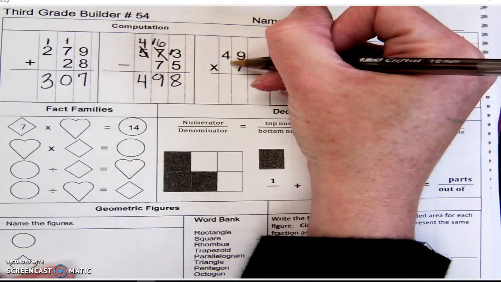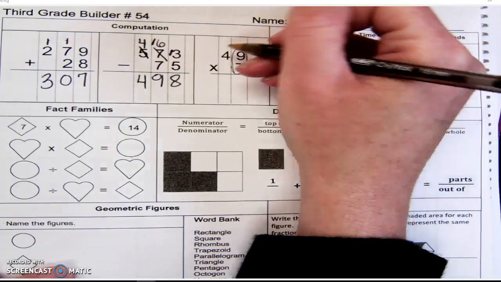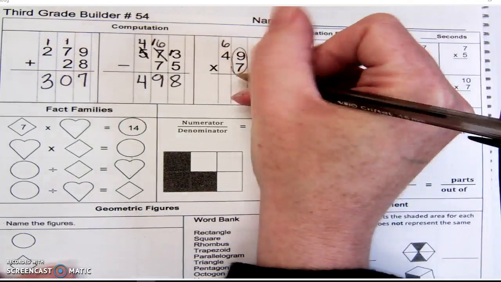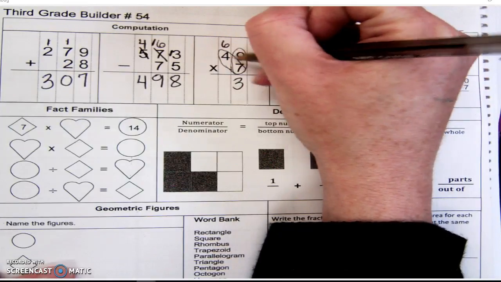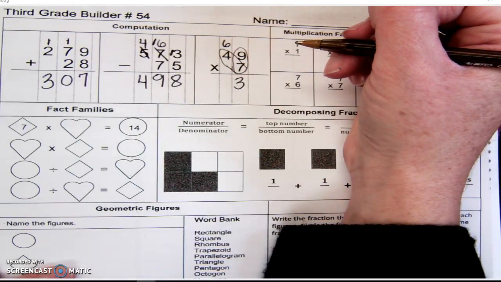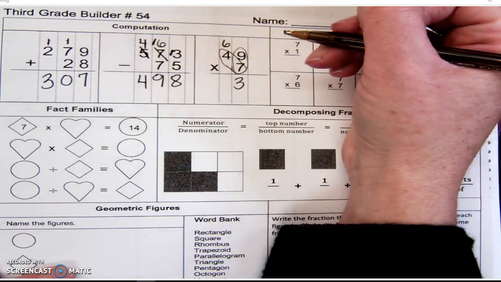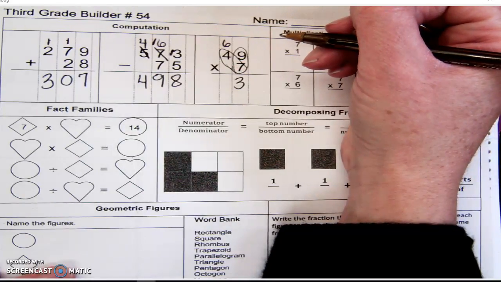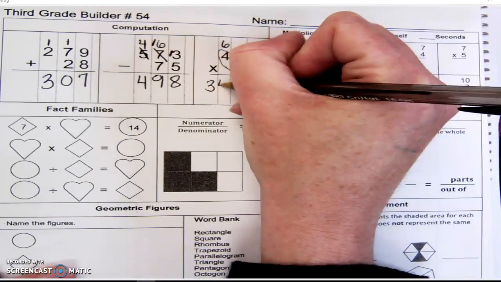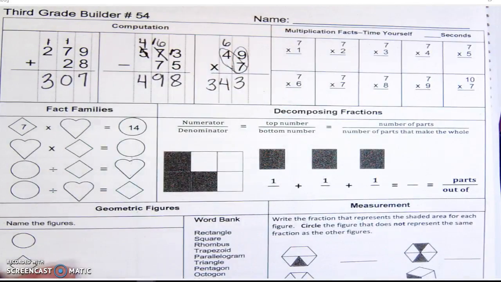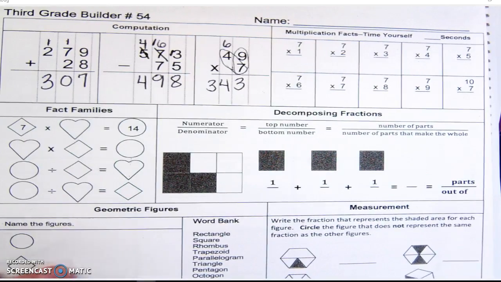Now we're going to multiply. 7 times 9 is 63. I'm going to put a 6 up here and a 3 down here. And I'm going to multiply 7 times 4, which is 28. 28 plus 6 more, 29, 30, 31, 32, 33, 34. 34. So we get a product of 343.